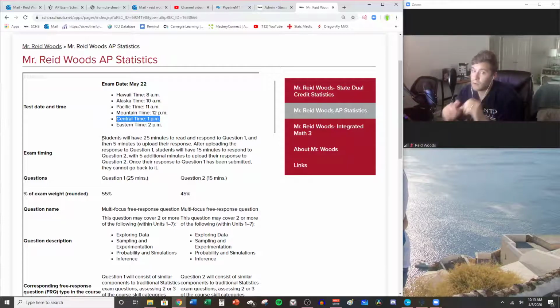Here's how the timing is going to work. It's going to be shorter than the actual exam the original was going to be. It will not be multiple choice at all. It's all free response, but there are only 2 questions that you have to do.